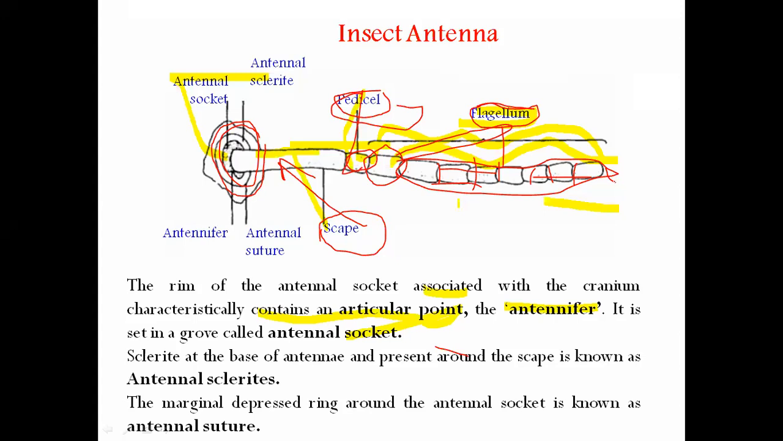So always remember this is the complete figure of insect antenna. Okay, now let's see in detail about this. What is the function of insect antenna? One function I already said is the sensory function, and it also helps the insect find its path.